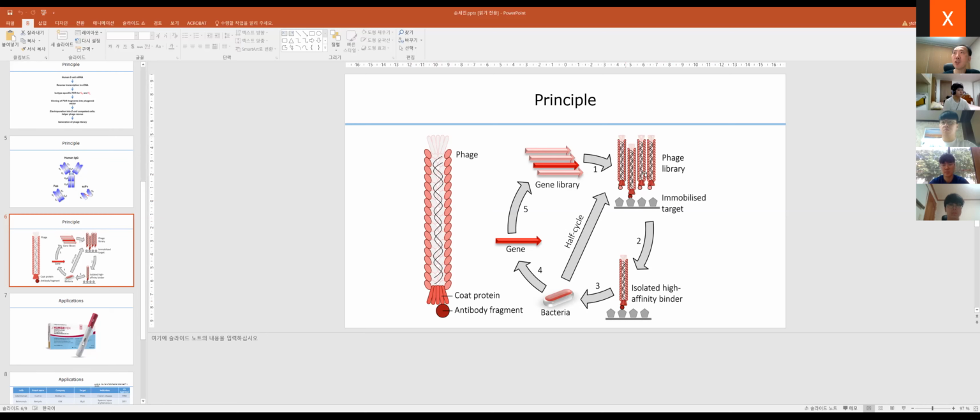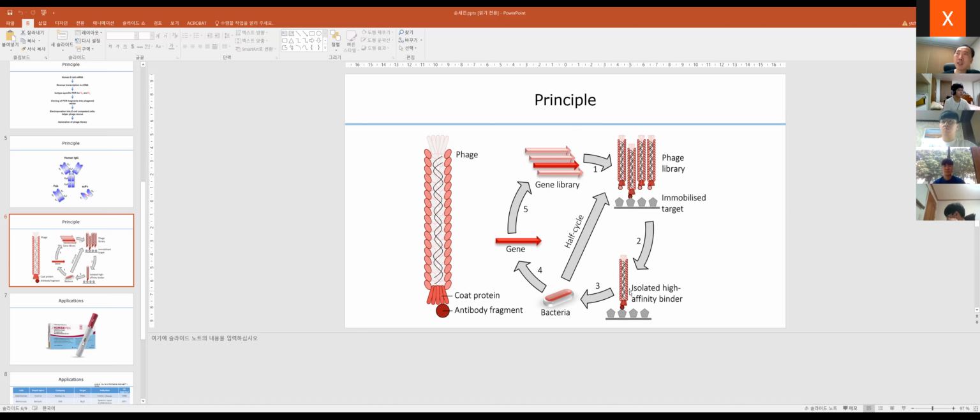Then let them interact. When the phage can bind to this surface, all the non-bound ones you can wash out. Only the bound ones can survive here. Now here, there are 2 different approaches you can take. For this virus, you can just add the bacteria here, then the bacteria can recognize this and swallow this. Then this phage can be amplified in the bacteria. Then you can go through this cycle.